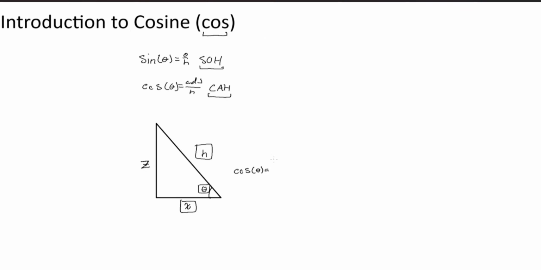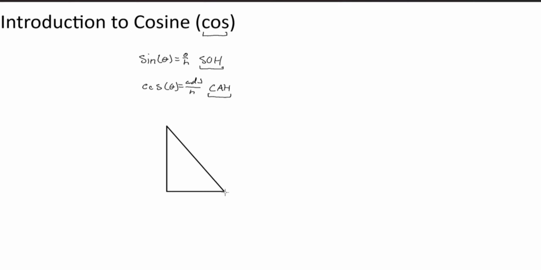So in this case, the adjacent side is X, so adjacent over H, hypotenuse. So X over H is the cosine of this angle. And that's a little visualization here. Now let's work with real numbers here. Let's work with solid numbers and whatnot.